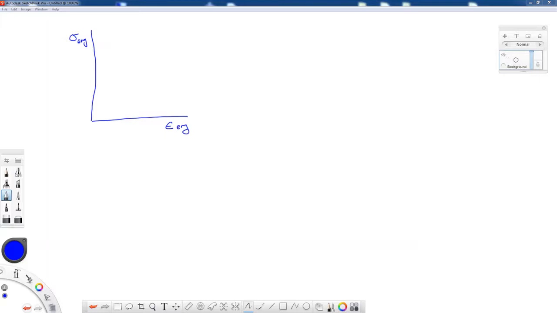Now if you're a student in my class, I'm going to ask you to do a homework assignment where you examine some 6061 T6 aluminum data and plot the engineering stress-strain curve and some other things. But I want to talk about that data just a little bit first, so we have a good understanding of what that data is all about.